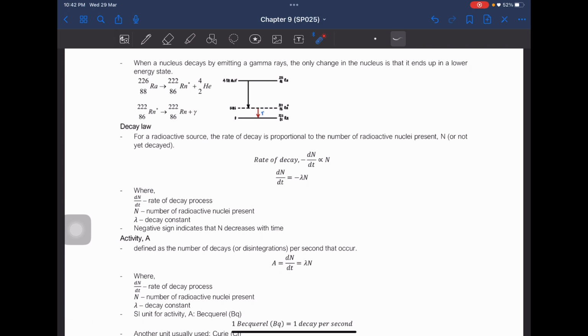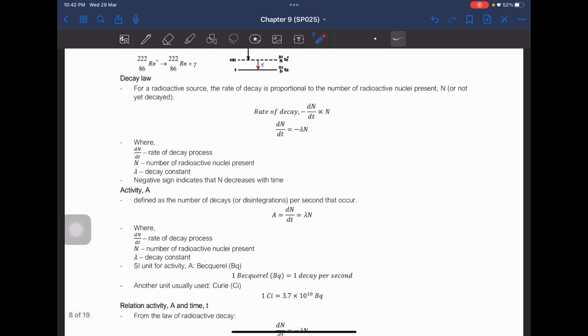For decay law, okay, for a radioactive source, the rate of decay is proportional to the number of radioactive nuclei present. Okay, so the rate of decay is proportional to the amount of nuclei, and then this is the equation for decay law. So this is the rate of decay process, this is the decay constant, and N is the number of radioactive nuclei present.